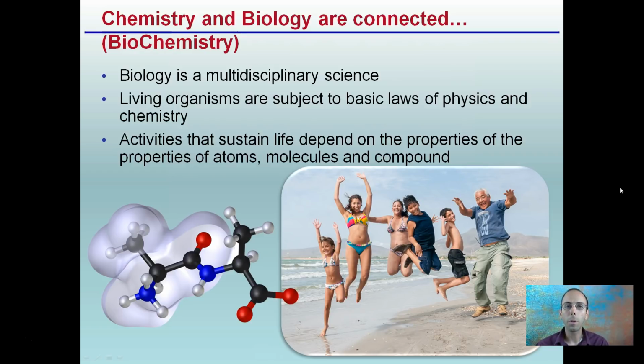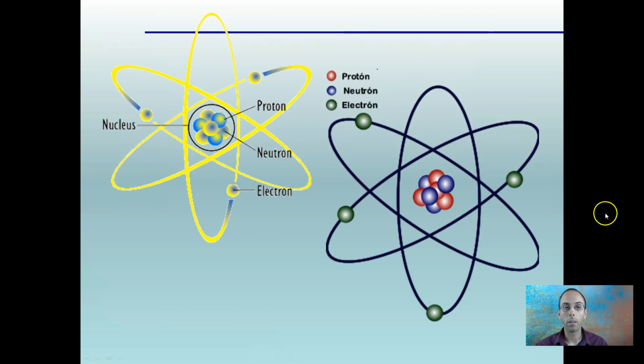So in this particular lecture, we're going to delve a little bit into the very small end of chemistry. These activities sustain life and depend on the properties of atoms, molecules, and compounds. If we don't understand what's going on at the very small level, we can't realize how it can impact us on the very large scale. So first off, atoms. What are they made out of?